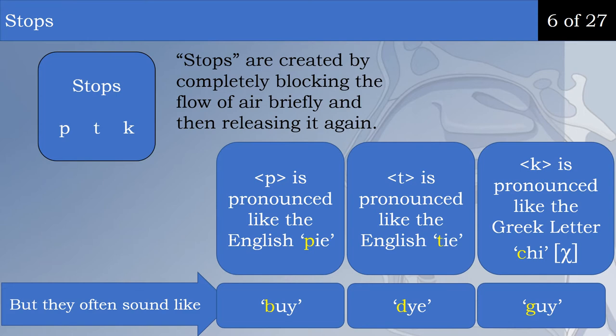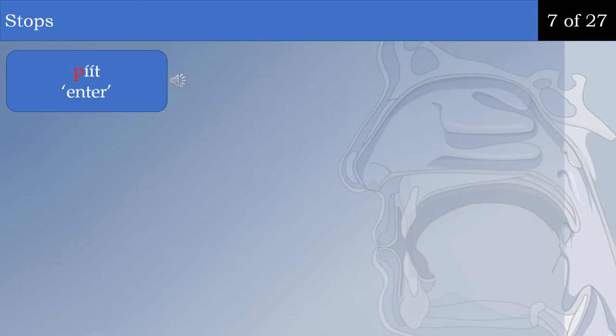Now, if your native language was English, that first sound probably sounded like a B and not a P. A way to trick yourself into pronouncing Blackfoot correctly is you can simply substitute the P's with B's, the T's with D's, and the K's with G's. Let's listen to some more.